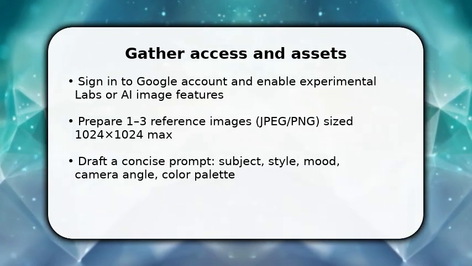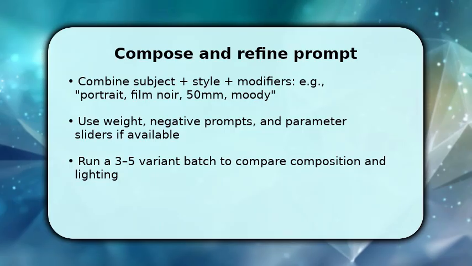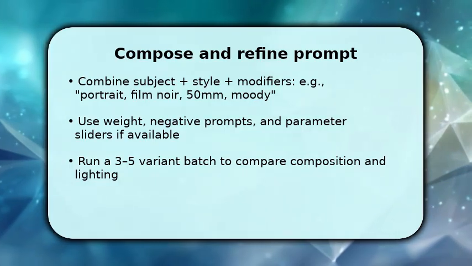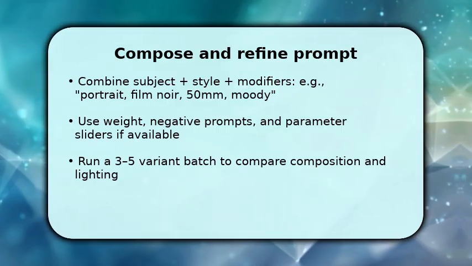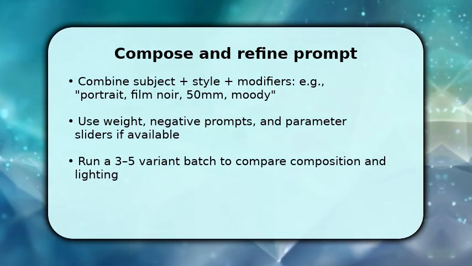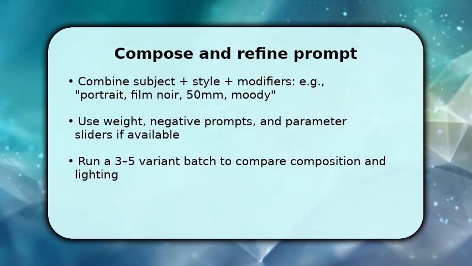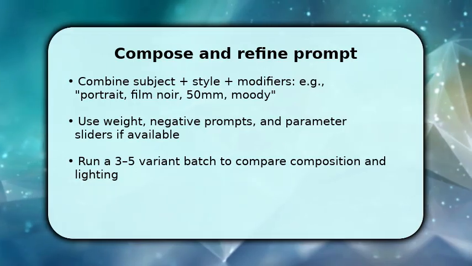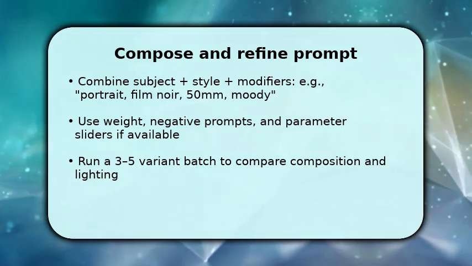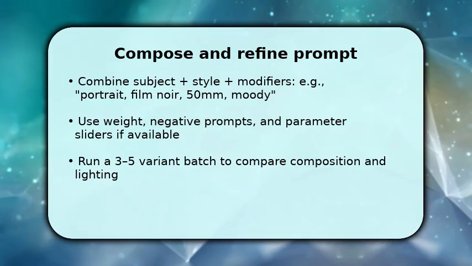Now you build the working prompt and tweak parameters. Begin with subject and main style, then add modifiers like lens type, lighting, and mood. For example, portrait, film noir, 50 mm, moody. If the UI supports weights or negative prompts, use them to emphasize or exclude elements. Adjust resolution, steps, and creativity/temperature sliders conservatively.